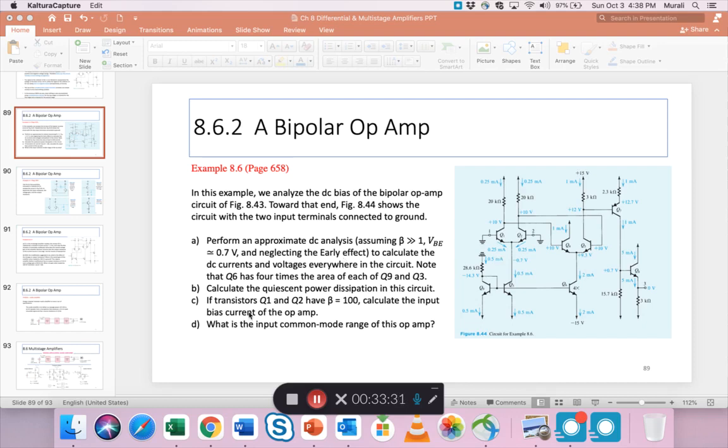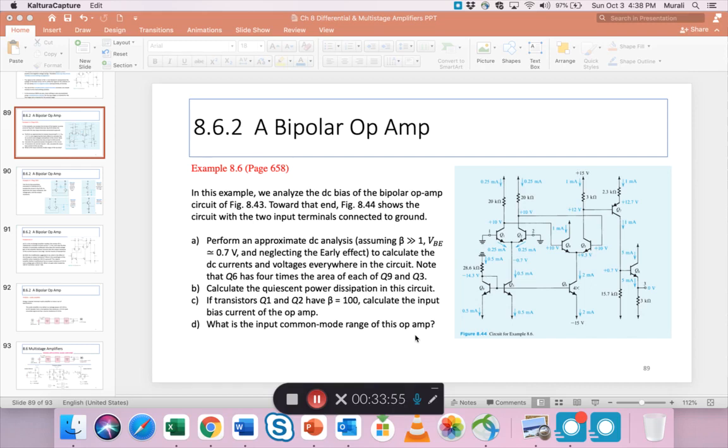Okay. Then lastly, what is the input common mode range of this op-amp? This is similar to all the common mode VICM calculations we have been doing, right? Except in this case, it's for BJTs. And he walks you through how to find the upper limit, that is VICM max.